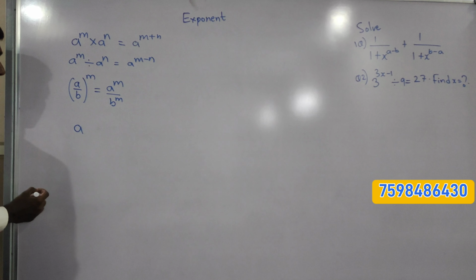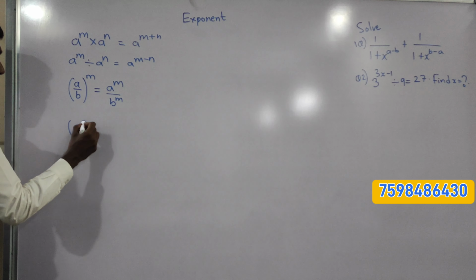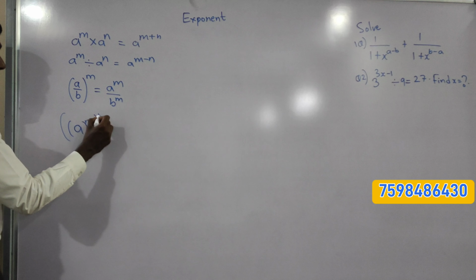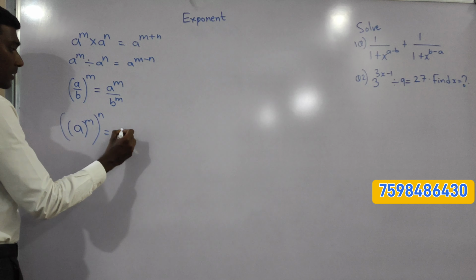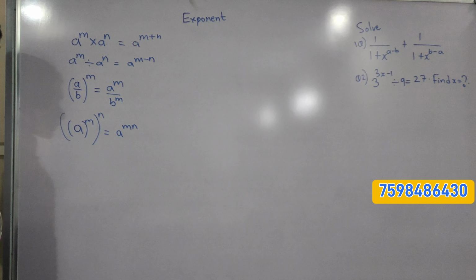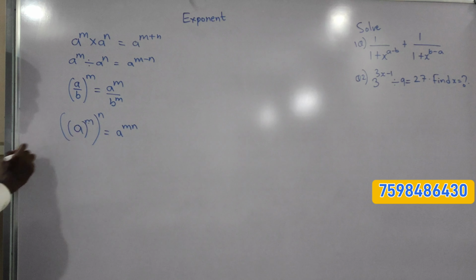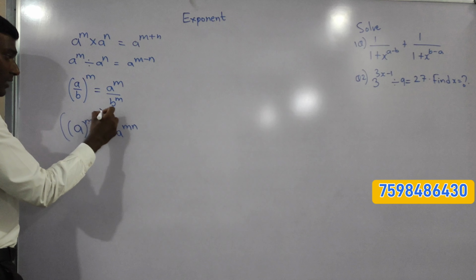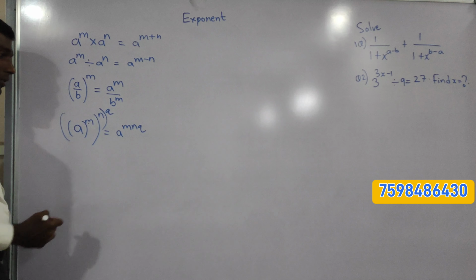Next, if I say (a to the power of m) to the power of n, this can also be taken as a to the power of mn. This is one basic thing. You can just keep multiplying the powers. If it is q here, you will multiply q too, m and n and q.